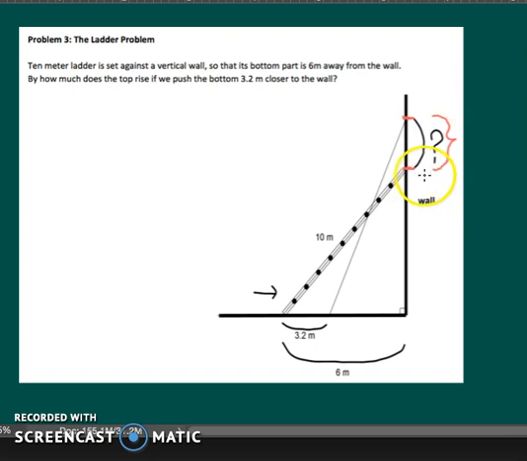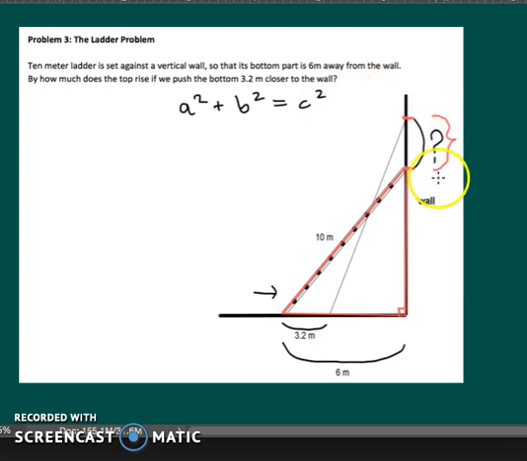So first thing we want to do is find out exactly how far up the wall it is to begin with. So we're going to treat this like a triangle. Here it is, our right triangle. There's our right angle right there that the wall makes with the ground. And what do we have here in terms of the Pythagorean theorem, which I'm just going to write down? a squared plus b squared equals c squared.